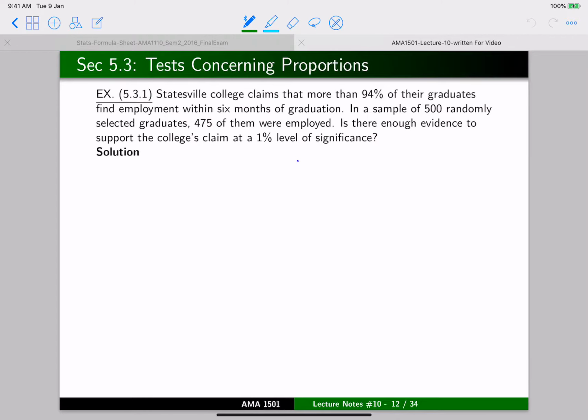Okay, so let's go to our next example. Stateville College claims that 94% of its graduates find employment within 6 months of graduation. In a sample of 500 randomly selected graduates, 475 of them are employed. So in fact, this is a typo in the original lecture 10 notes. It should be 425. And I've remedied that in the new lecture 10 revised notes. Is there enough evidence to support the college's claim at a 1% level of significance?